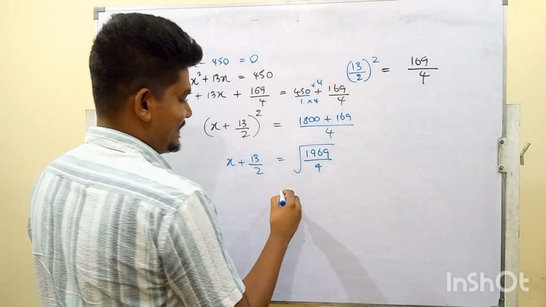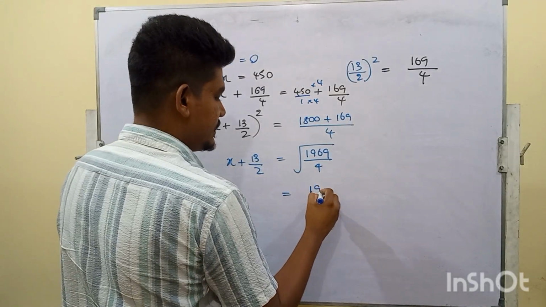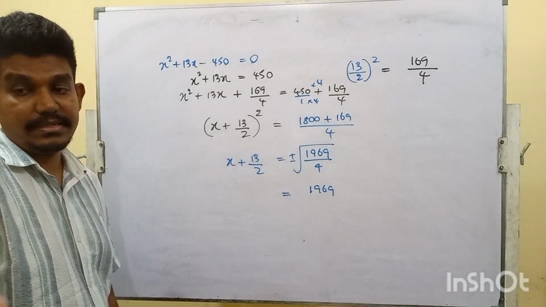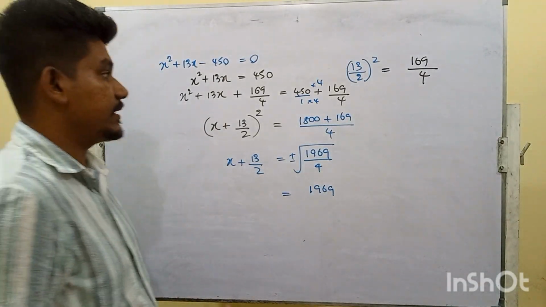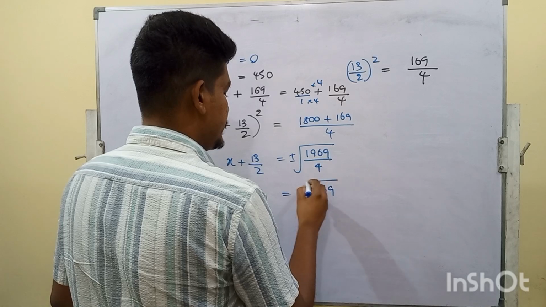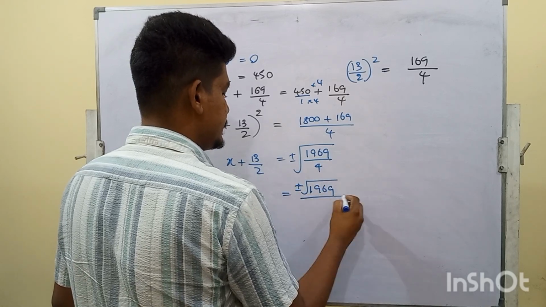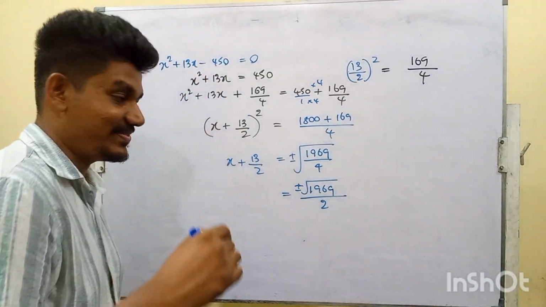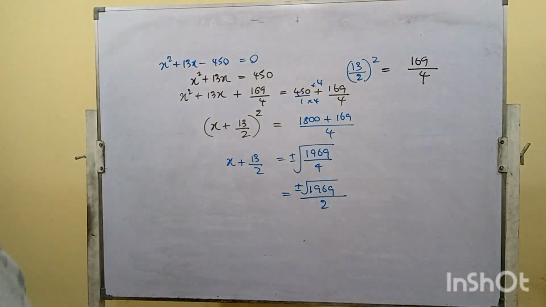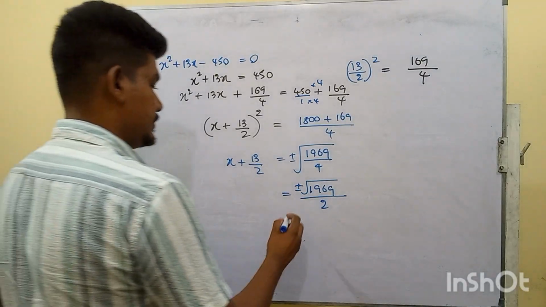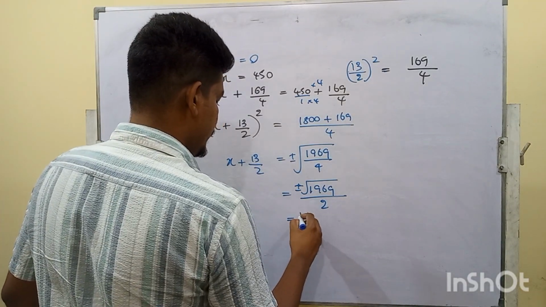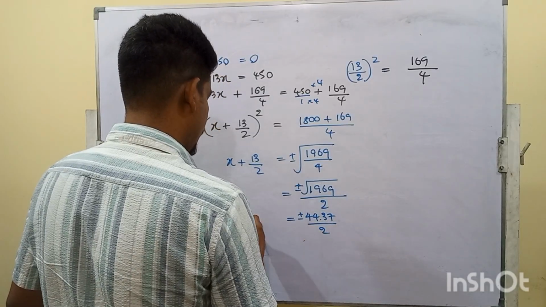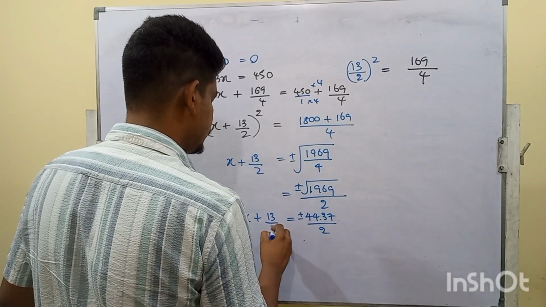Now what happens? This will be plus or minus, because there are two values over there. It can be either plus or minus. So this will be plus or minus the square root of 1969 over 4. The square root of 4 equals 2, and the square root of 1969 is given as 44.37. So it is plus or minus 44.37 divided by 2. This is x plus 13 over 2.